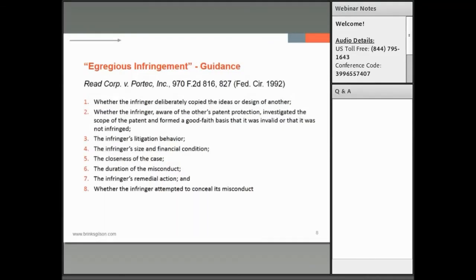Some additional guidance on how to measure egregiousness comes from, and the court directs us to, the Read factors. There's a little bit of overlap here between willfulness and enhanced damages, and I really think that the Read factors are dealing more with enhanced damages. The second factor, though, does address what I believe is opinion of counsel, whether the infringer was aware of the other party's patent protection, investigated the scope of that patent, and formed a good faith basis.